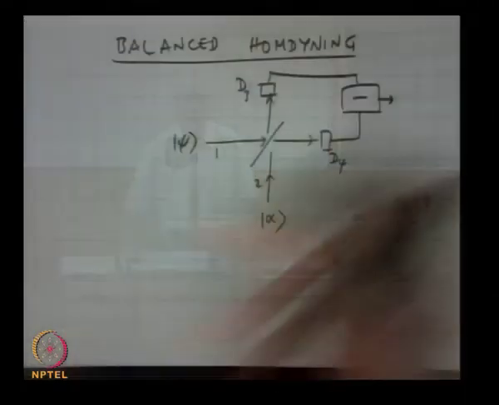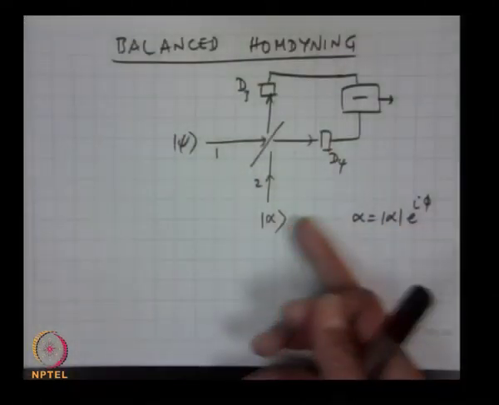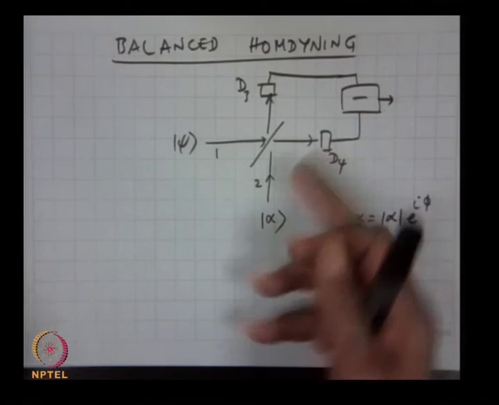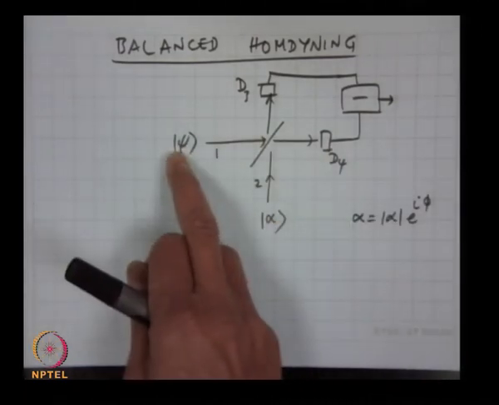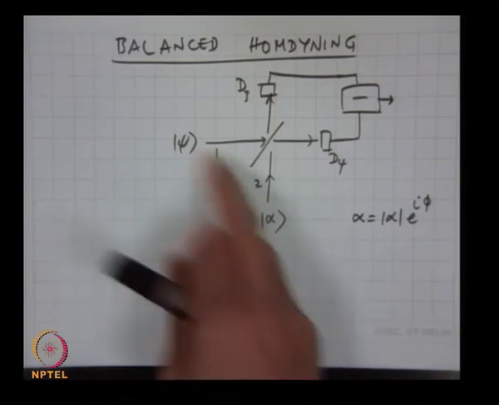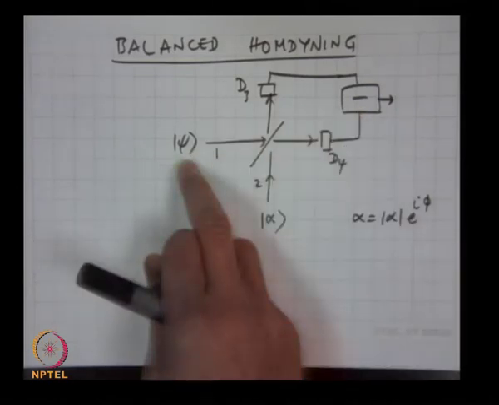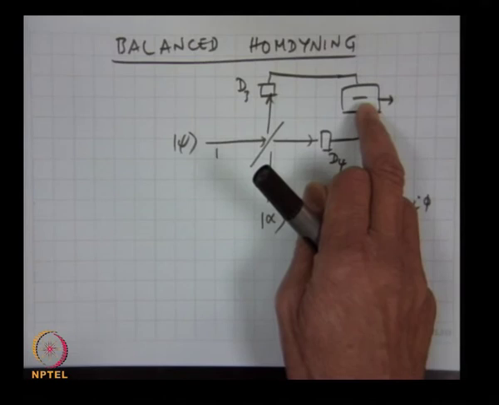So you are actually measuring currents here, but depending on the phase that you choose here, you are measuring an appropriate quadrature of this input field. And if it has less noise, you will see less noise here. If it has more noise, you will see more noise here in the difference.